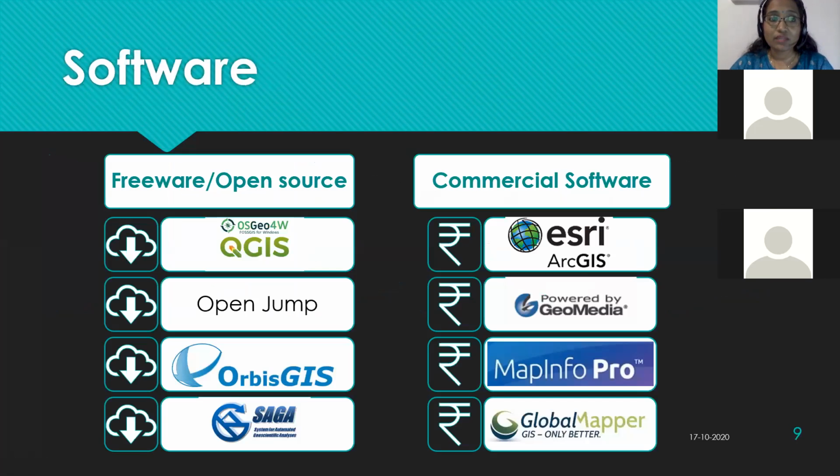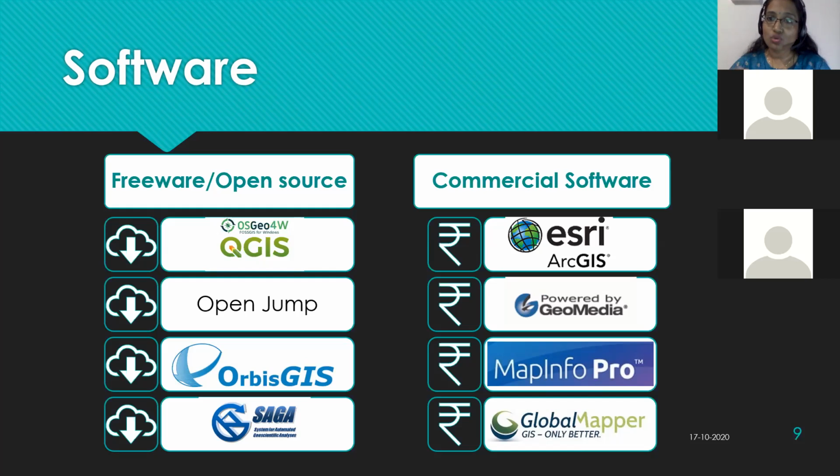Next, moving on to software. In software, we have two parts. One is freeware, which we can also call open source software. I have listed some of them in my slide. And we also have commercial software. So what is the difference between freeware, open source, and commercial software? With freeware, we can download the software easily free of cost, and the source code will be provided.